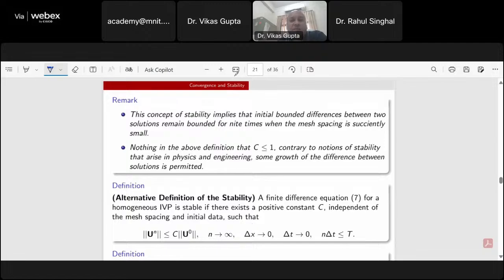So the concept of stability implies that initial bounded difference. What is the initial bounded difference?